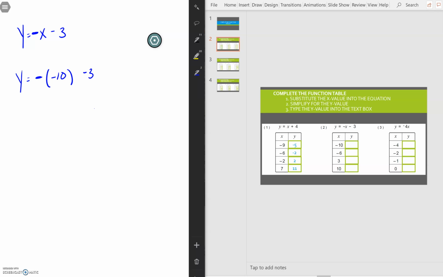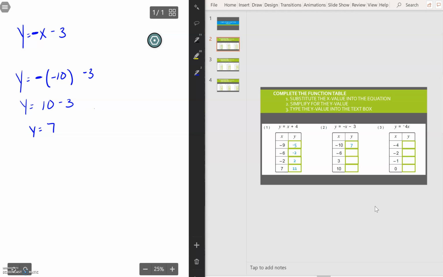Okay, does that make sense? There's a negative in the equation, we're substituting a negative in. So now we have 2 negatives. And when you take a negative times a negative, you get positive. So it's 10 minus 3, and so our y value would be 7. So select the box, type it in, and now we're going to test our next value.